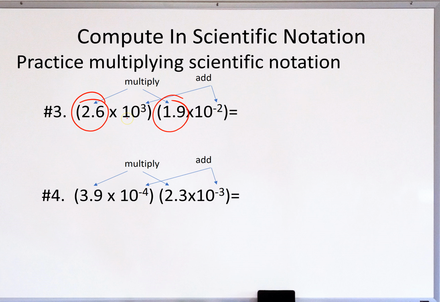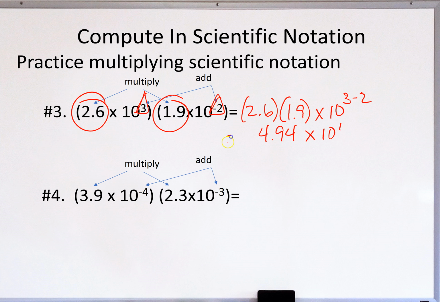2.6 times 10 to the third times 1.9 times 10 to the power of negative 2. So I'm going to multiply the first numbers, and I'm going to add the exponents. So I have 2.6 times 1.9 times 10 to the power of 3 minus 2. And that gives me 4.94 times 10 to the power of 1, which is 4.94 times 10. Either answer is fine.